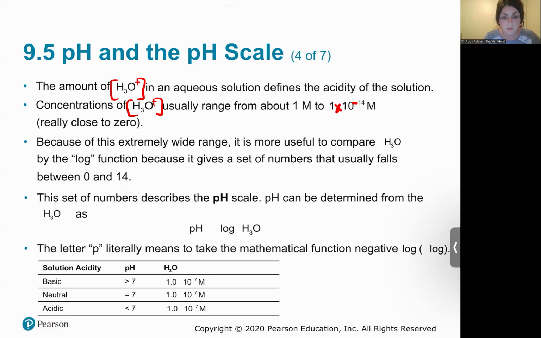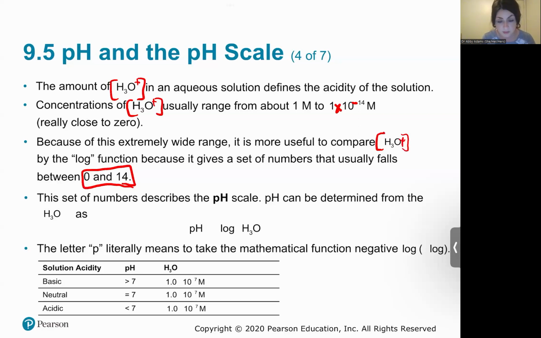So that's very close to 0. All right, so very close to 0. Because this is a really big range, and those numbers are more ridiculous to work with, we use the log scale, the logarithmic scale. And that's better for comparing something like concentration of ions. So if you're taking the negative log of a negatively exponential number, you're going to end up with something, you just have to take my word for it on that one, something between 0 and 14. And so those are much more manageable numbers, and that's why we do that.